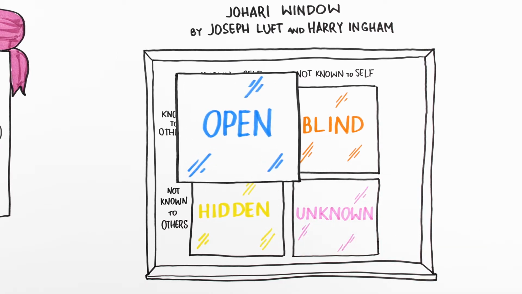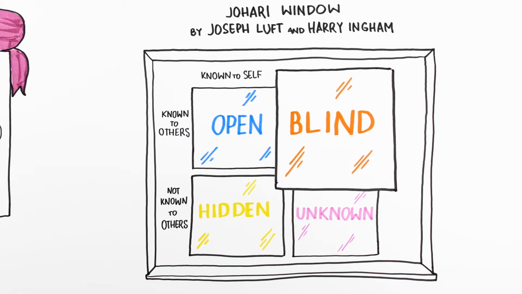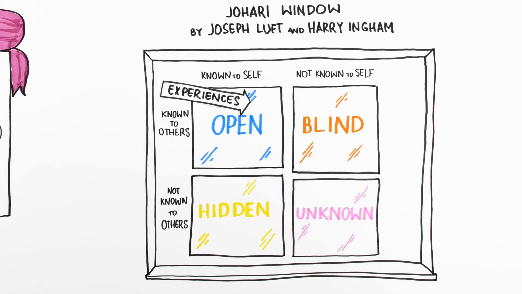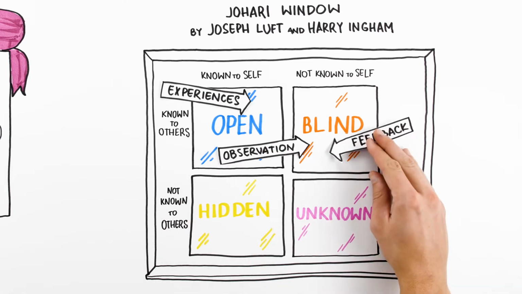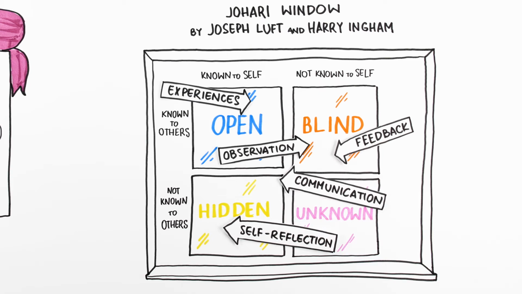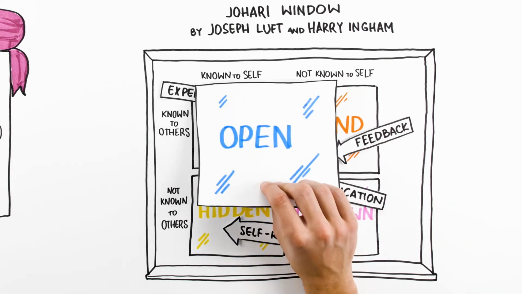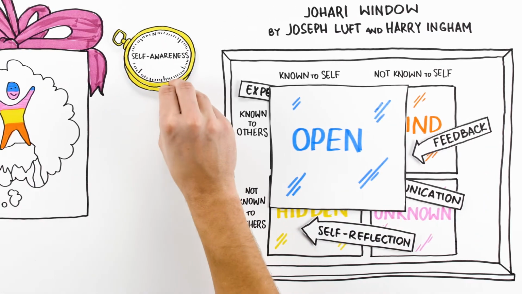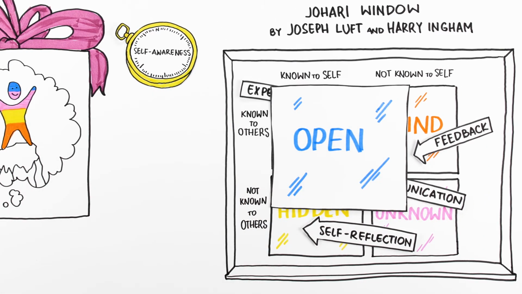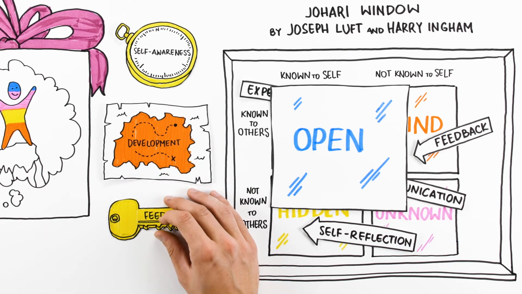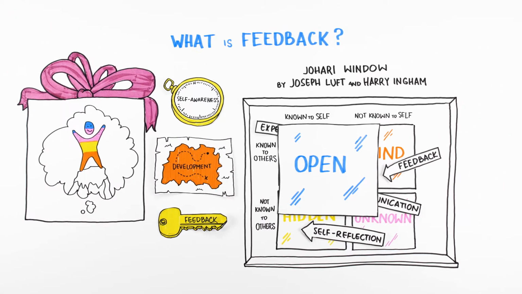The quadrants expand or shrink in relation to each other as we gain more awareness about ourselves through experience, observation, feedback from others, self-reflection, communication, etc. Expanding the open area allows us to become more self-aware and to understand in which directions to steer our professional development. Feedback is a key element in this enlargement process.